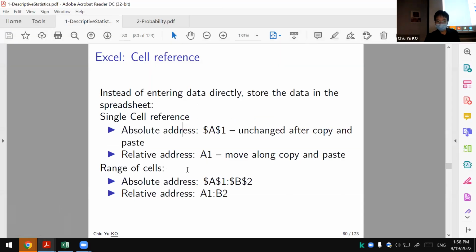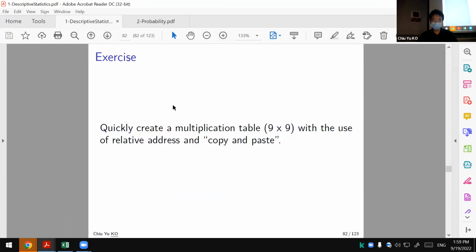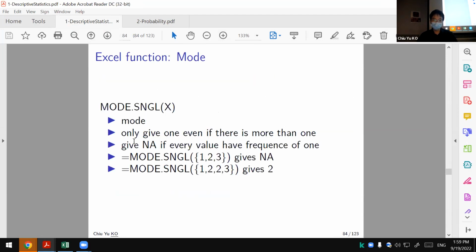Anyway, I hope this will be useful. This is the example I have, where you have two data series, and that's how you do the average and median. I'm going to skip the exercise. If you want, you can have fun with it, but we don't have time. So that's how to define a name. Now the next thing I want to go through is the mode.